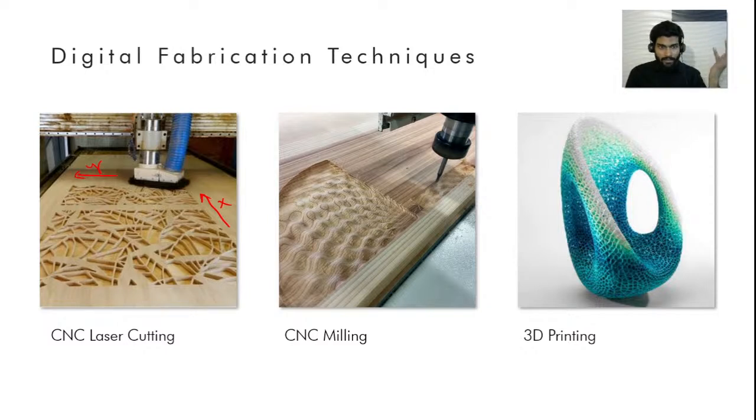So CNC laser cutting, and then there is CNC milling that moves in X and Y direction and also moves in the Z direction. So it can make these perforations, make these patterns on whatever the material is beneath it. And then there is 3D printing. I'm sure you must have explored 3D printing, wherein the nozzle moves. There are multiple types of 3D printers out there.